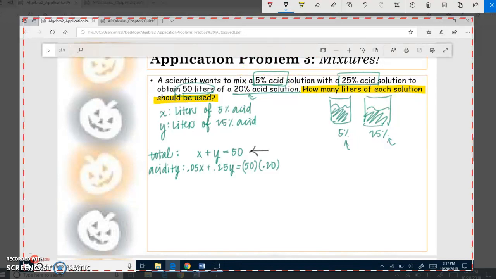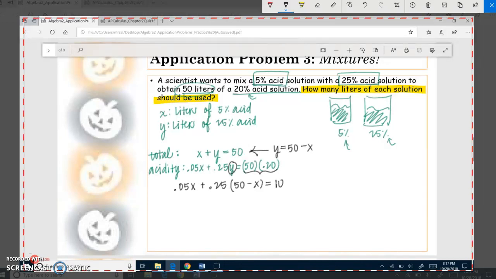So getting y by itself here would be super easy. We can just say y is equal to 50 minus x. So let's just plug that in for this y right here. We'll have 0.05x plus 0.25 times 50 minus x. And then over here, we can just multiply these guys together. 50 times 0.2, if you plug that into your calculator, will give you 10.